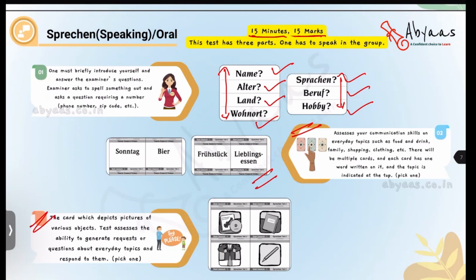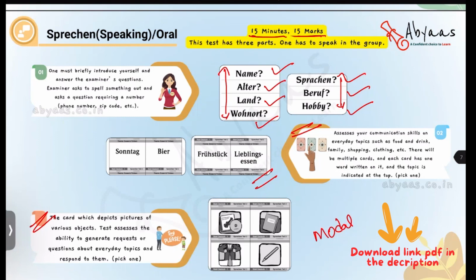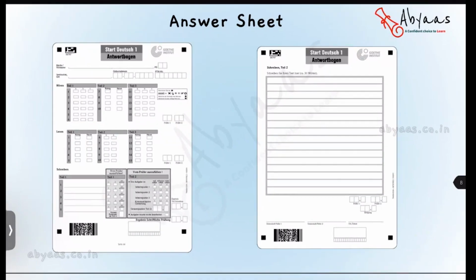And coming to part 3, in this module you are given an image. Based on the image you should be able to post a request to the other person. Especially when you are posting a request, the modal verb usage is very, very important. Whether you can use können, whether you can use dürfen, whether you can use wollen or sollen, this is very important. Based on that, you should post a question to the other person, and also be able to answer the question from the other person. So with this, our complete A1 exam pattern is over.